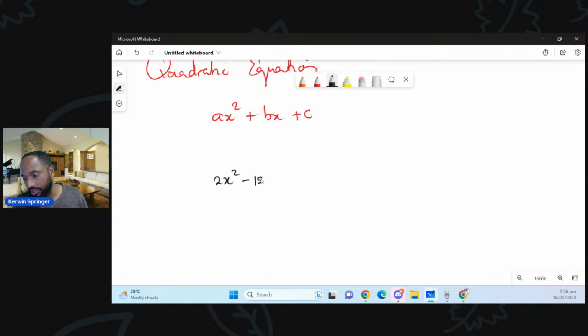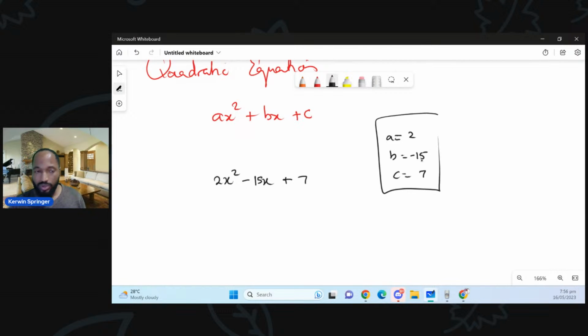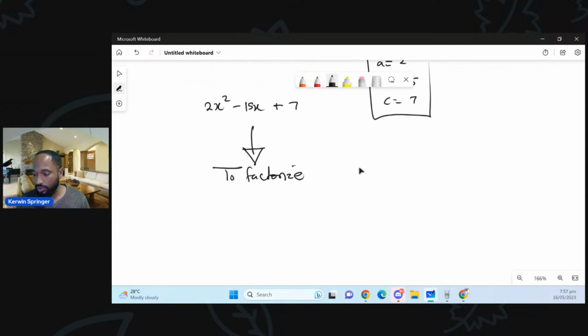Minus 15x plus 7. What is A? A is equal to 2, B is equal to negative 15, and C is equal to 7. And to factorize, we have to use something called the AC method. You all know the AC method? We use the AC method.